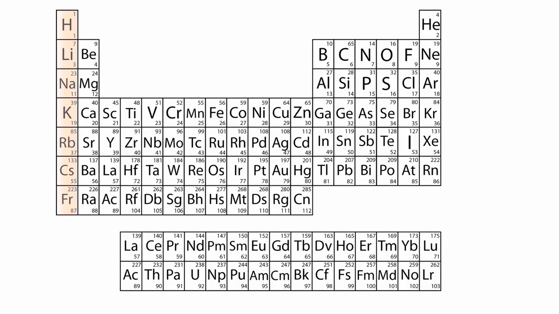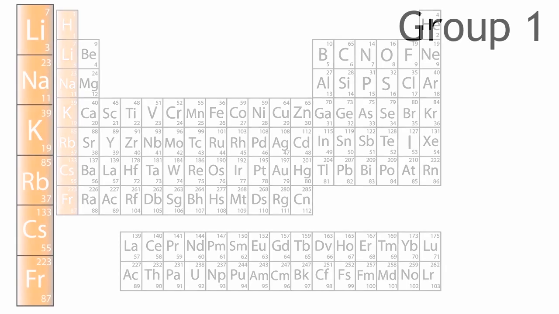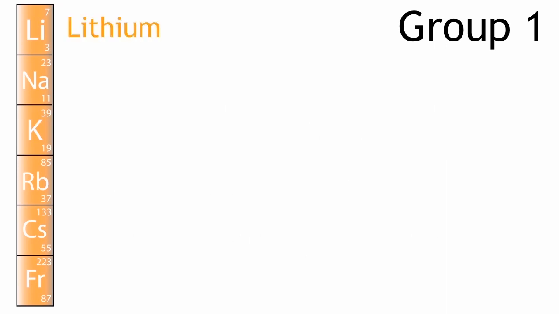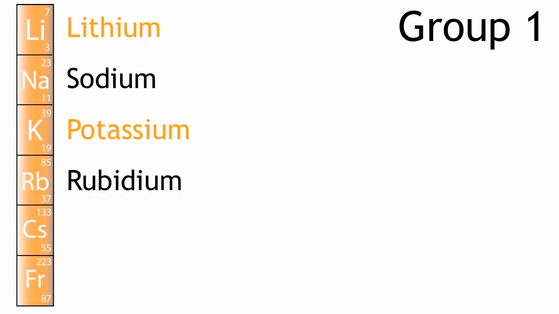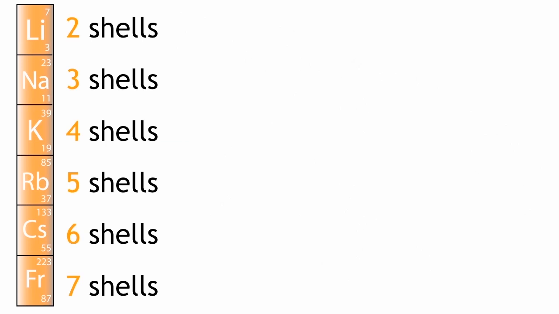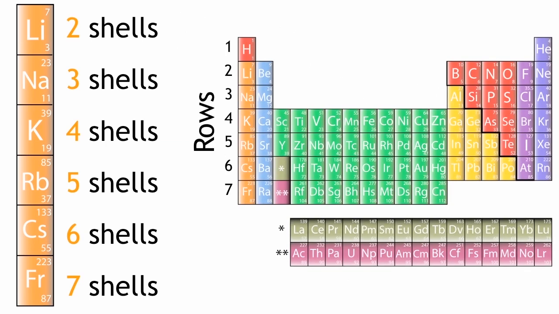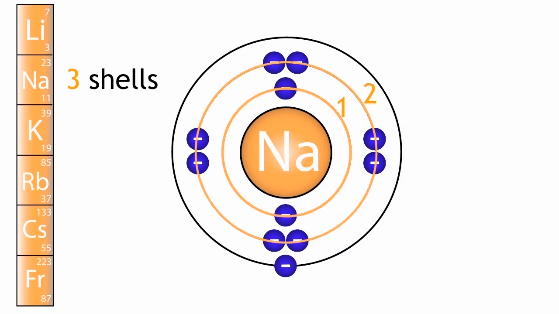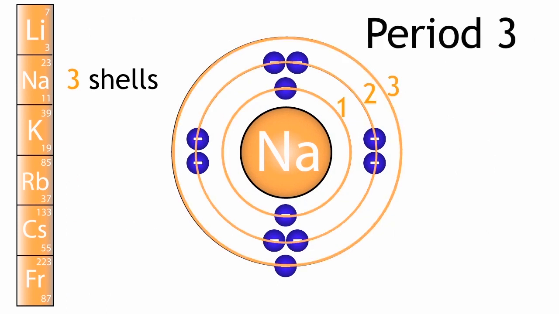We are going to look at Group 1 as an example of the pattern you can see in the periodic table. Group 1 contains the elements lithium, sodium, potassium, rubidium, cesium and francium. If you draw out their electronic structure, the first thing you notice is they all have one electron in their outer shell. The other thing to see is the number of shells they have is related to the row they're in on the periodic table. For example, sodium has 3, so this therefore is their period.